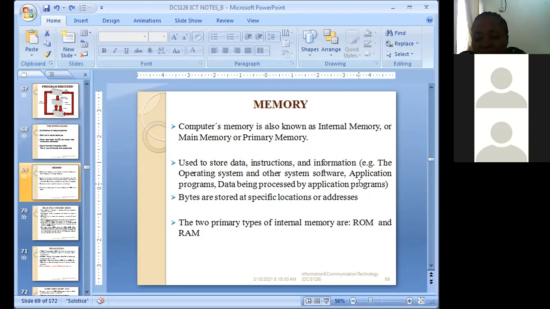Now, what other thing is stored there? Bytes. Bytes are stored at specific locations or addresses. What do we mean by bytes? A unit of storage. That is, bytes of information or bytes of data are stored at specific locations or addresses. I mentioned to you before that whatever is stored in the memory must have an address. Now, the memory is organized in sections, or what I could call blocks or cells.